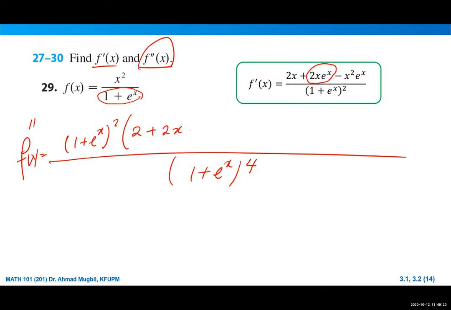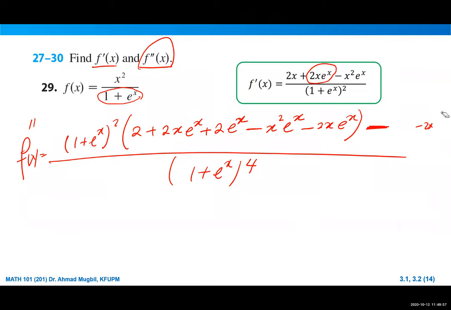So it will be 2x multiplied by e to the power x plus 2 e to the power 2x. What I did: the first multiplied by the derivative of the second plus the second multiplied by the derivative of the first. Minus the same here. It will be the first multiplied by the derivative of the second plus, but we have minus, it will be minus the second multiplied by the derivative of the first. Look, I did the denominator multiplied by the derivative of the numerator minus, now what you will do, minus the denominator, which is all of this.